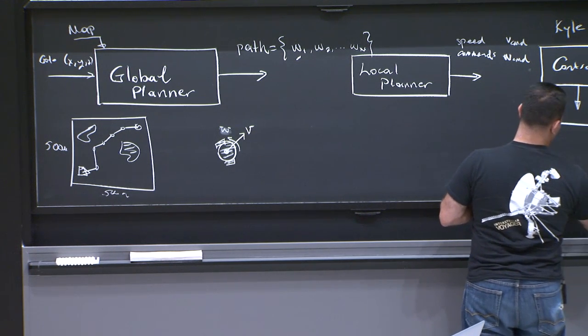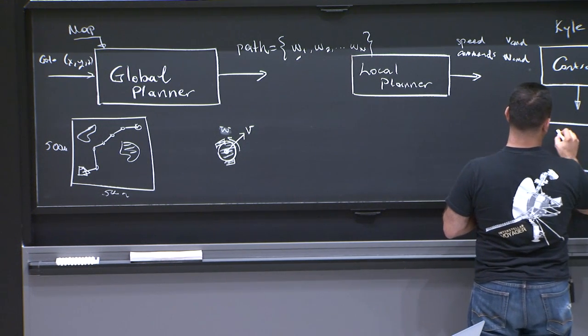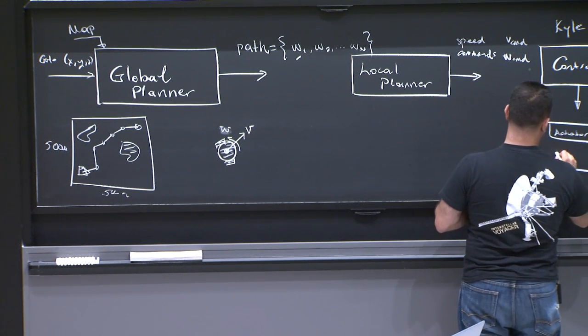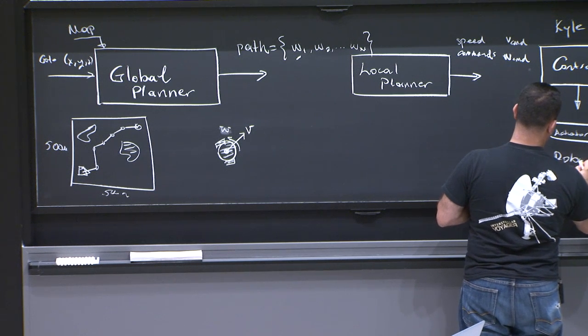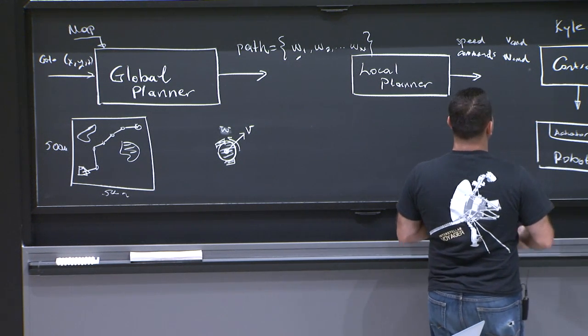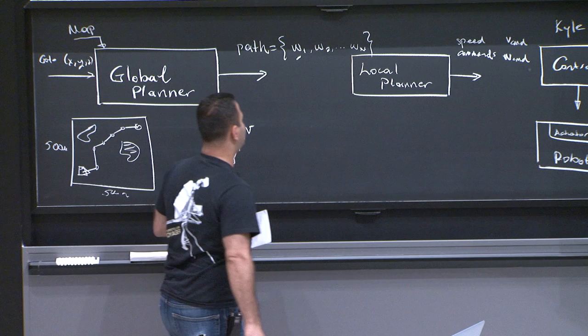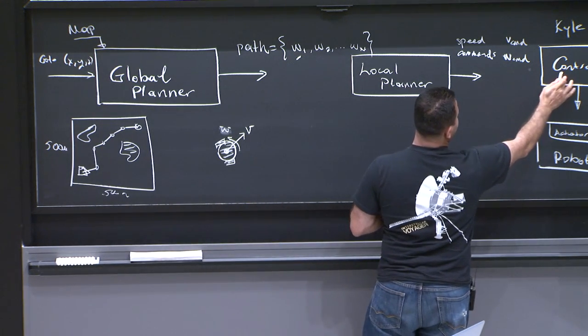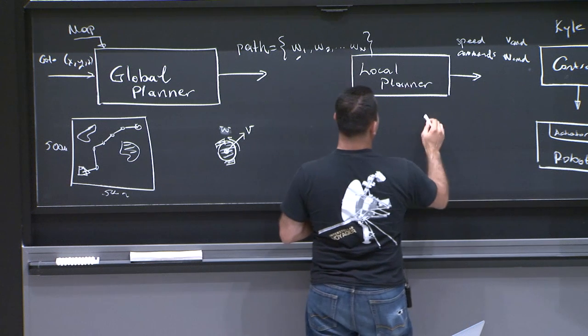Of course, then we have our robot, and let's say we have an actuator here, and we have this robot. So this is the pipeline. Kyle taught us how to design a controller. Today I'm going to talk about this block.